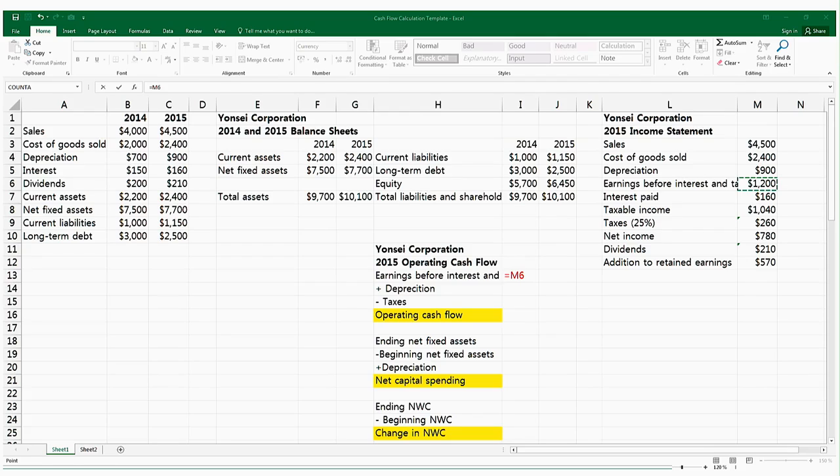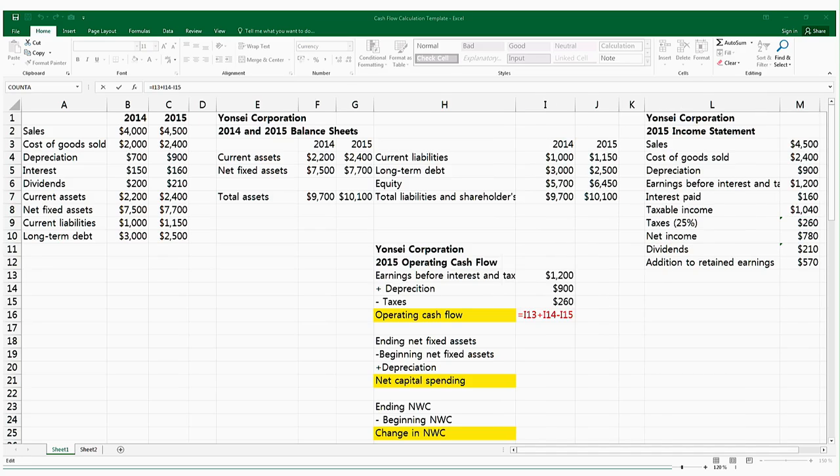Next, let's start with operating cash flow. Operating cash flow is earnings before interest and taxes plus depreciation minus taxes. Earnings before interest and taxes is calculated in income statement and it is in cell M6. Depreciation is in cell M5. Taxes are in cell M9. Then operating cash flow is $1,840.